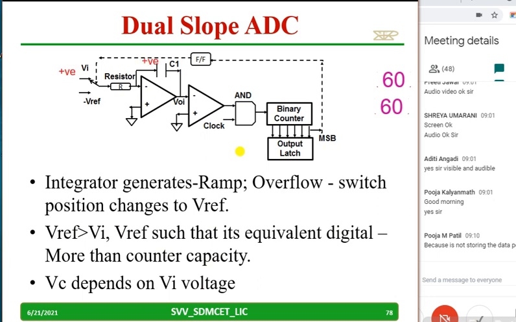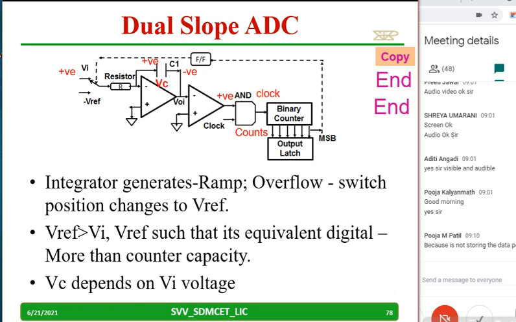So positive I am giving here, this will become positive, this will become negative, and the clock will reach the counter, and the counter starts counting. I repeat, please try to understand. Vi is positive, this terminal of the capacitor is positive, this is negative, the gate will work, the clock will reach, and the counter starts counting. Please copy down, you have 1 minute.